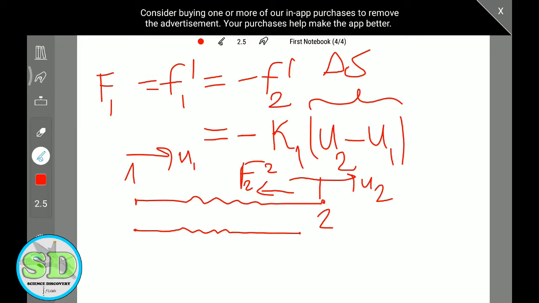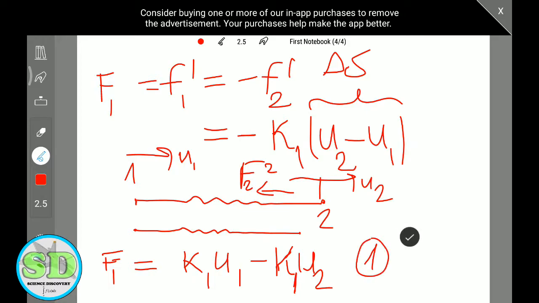So F1 equal K1 U1 minus K1 U2. I represent it as equation 1. Next page.